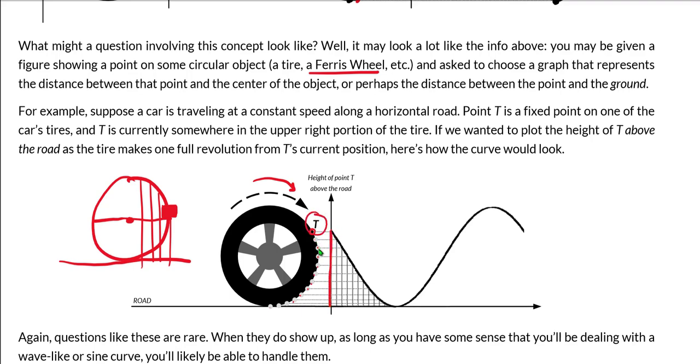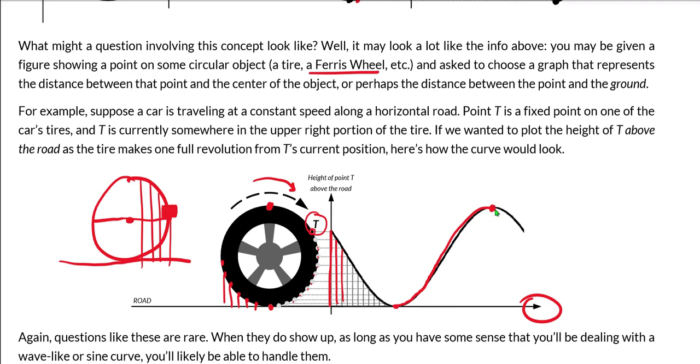Then as T starts to move down the tire, as the tire starts to rotate, as this car or whatever this tire is attached to starts to move along the ground in this direction, the height of T will start to decrease until the point where T is actually on the ground. And then past that point, as the wheel continues to rotate, the height of T will start to increase again. That's what's happening right here, until the point at which T gets to the top of the tire.